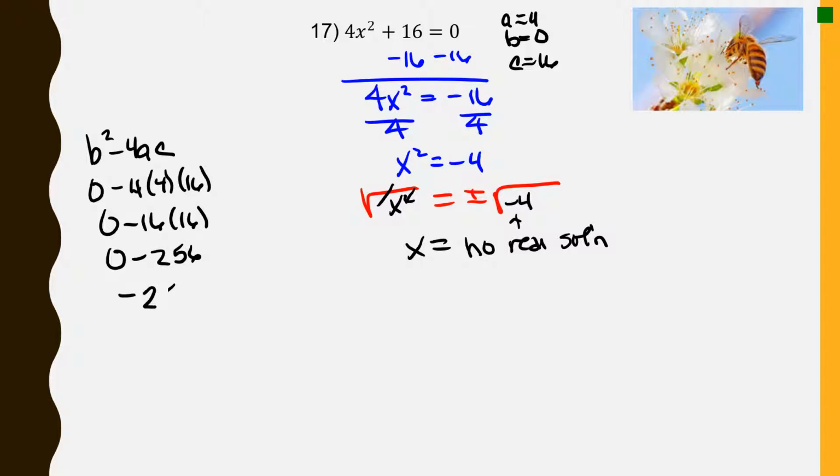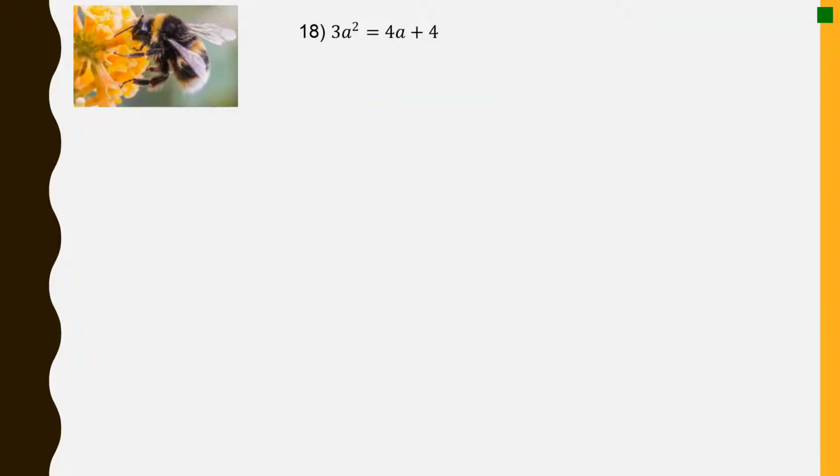So you would have gotten negative 256. Remember in a couple slides or a couple times ago, I told you if the discriminant is a negative number, you can stop right there and say no solution. Okay, that's where I told you you were going to be at an advantage doing that. All right, I'm going to bring the 4a over, and I'm going to bring the 4 over. So I get 3a squared minus 4a minus 4 equals 0.